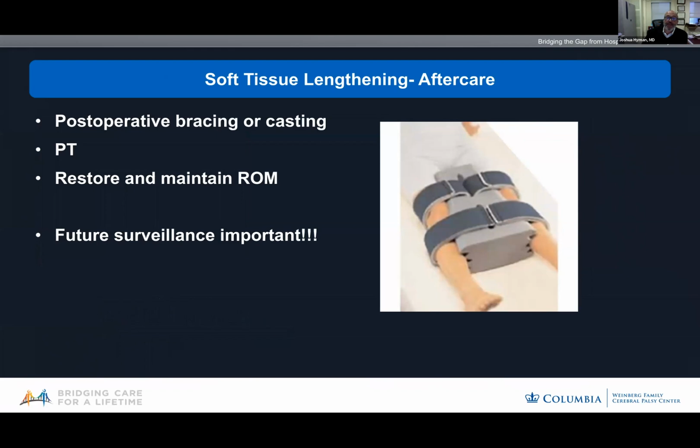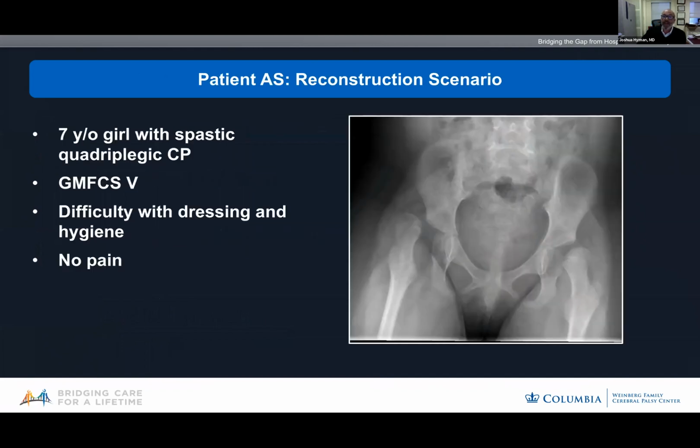Post-operatively, we manage these children with bracing, not so much casting any longer. Certainly, physical therapy is critical, and you're going to hear a lot more about this. The goal is to restore and then maintain their range of motion. It's also critical to recognize, of course, that these hips are still a work in progress, and that surveillance is critical going forwards.